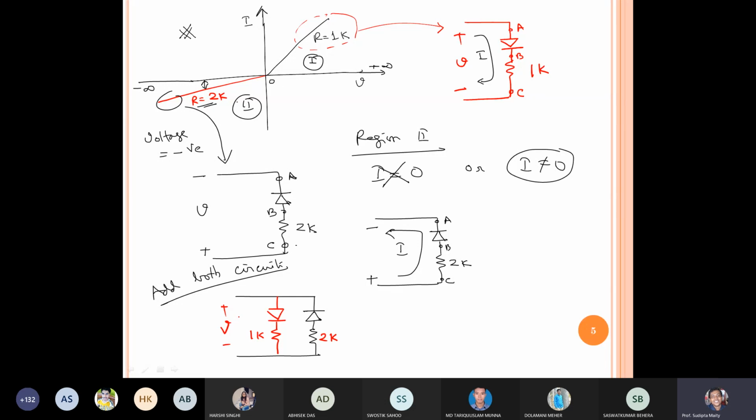When V is positive, then this current will flow. When V is negative, then this current will flow. Is it clear? Yes, sir. So for this one V is less than 0, and for this one V is greater than 0. So in this way we can easily connect.